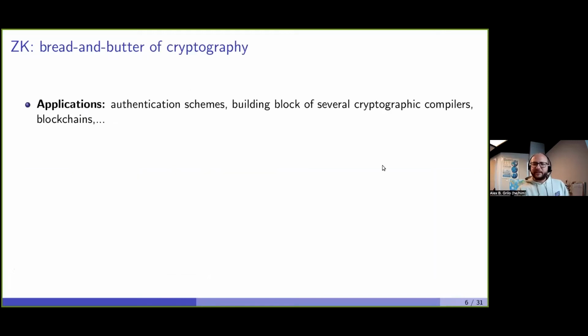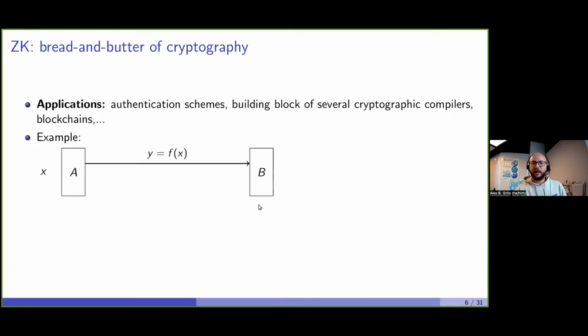Zero knowledge is very important in cryptography, and it has several applications. Let me just give a very simple way where zero knowledge can be used. So imagine that Alice has some input X, but she doesn't want to reveal X to B. And she wants to send just Y, which is f of X. So B would learn Y, but would not learn X.